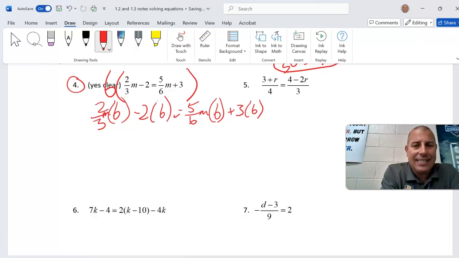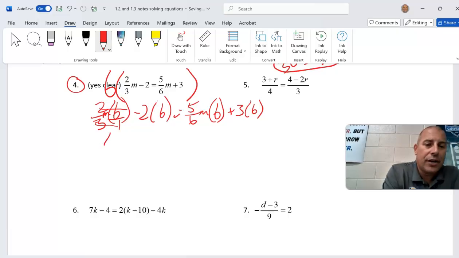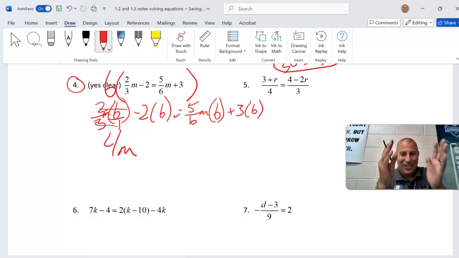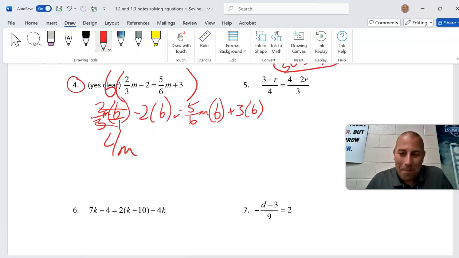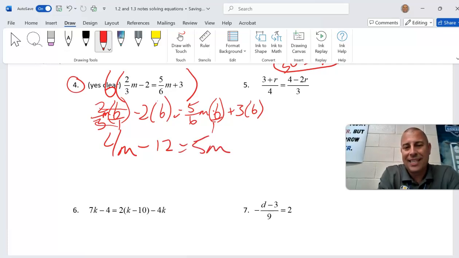6 is the same as 6 over 1. When we multiply fractions, we just multiply straight across. So 2 times 6 is 12, 3 times 1 is 3, and 12 divided by 3 is 4m. And that is the goal of clearing. When you multiply by that least common multiple, the fractions will go away, and it's nothing but whole numbers. -2 times 6 is -12. Again, with the fraction, I like to see it. So 5 times 6 is 30, 6 times 1 is 6, and 30 divided by 6 is 5. So it's 5m. And 3 times 6 is 18.